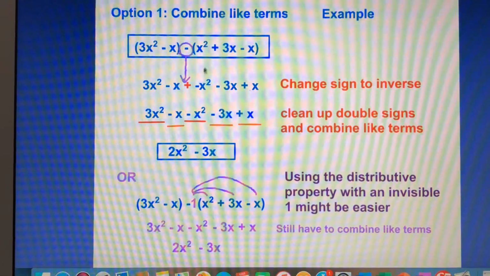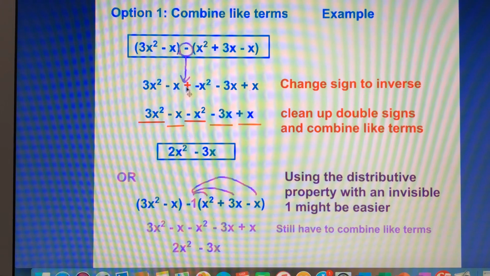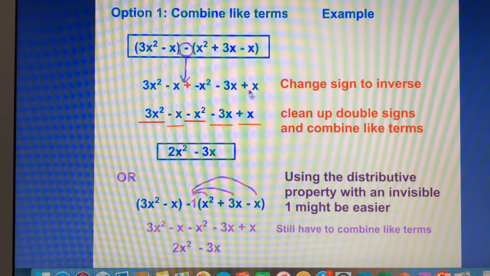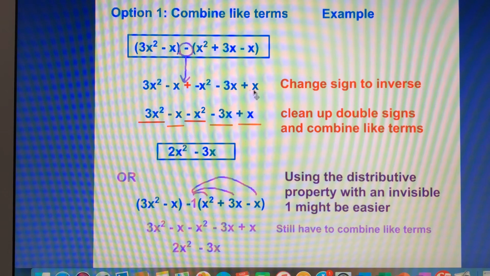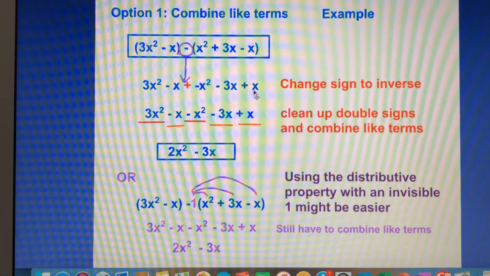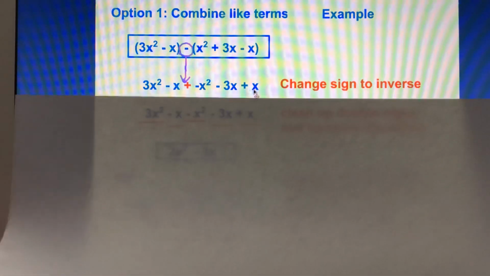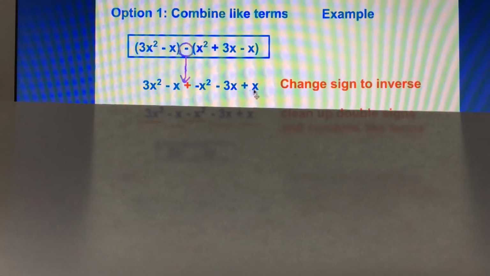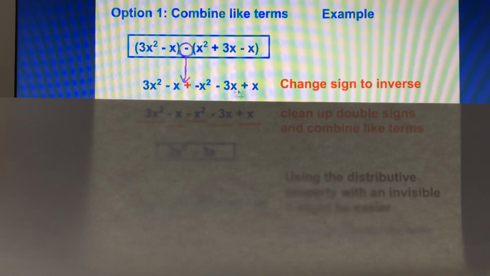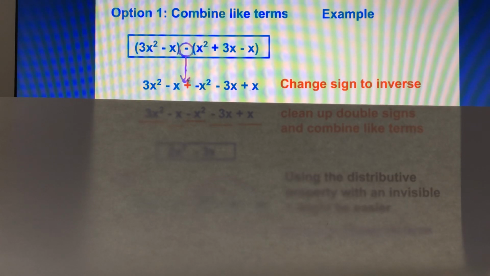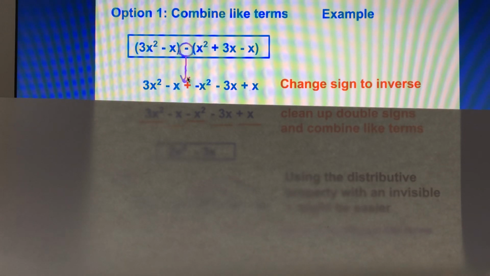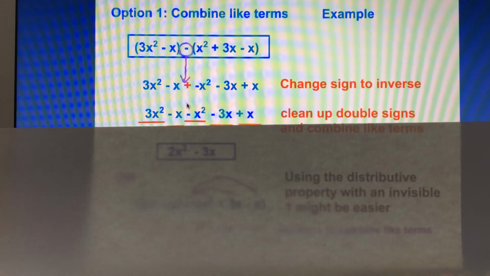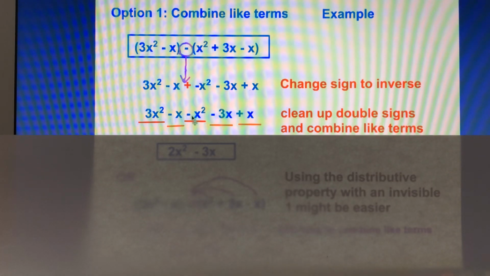Option 1, change subtraction to addition and add the inverse of every term inside. You learned this rule when you did rules of integers long ago in Unit 1. The problem here, do you see we have two signs next to each other? You can't have two signs, so you have to clean it up. You have to clean up the double signs.